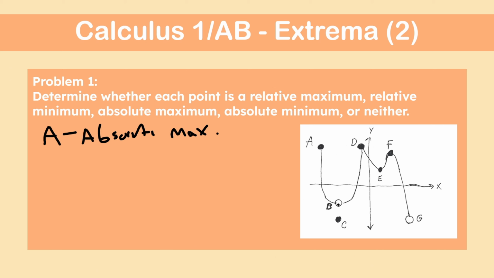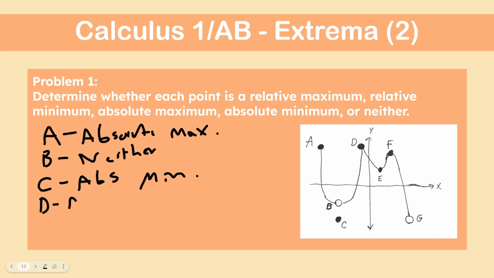So now let's look at point B. Point B is not defined on the graph, so we can say that it's neither. Point C is defined on the graph, and it's the lowest value of the entire function, so we can say that's the absolute minimum. Point D is at the same height as A, which means that it's also an absolute maximum.